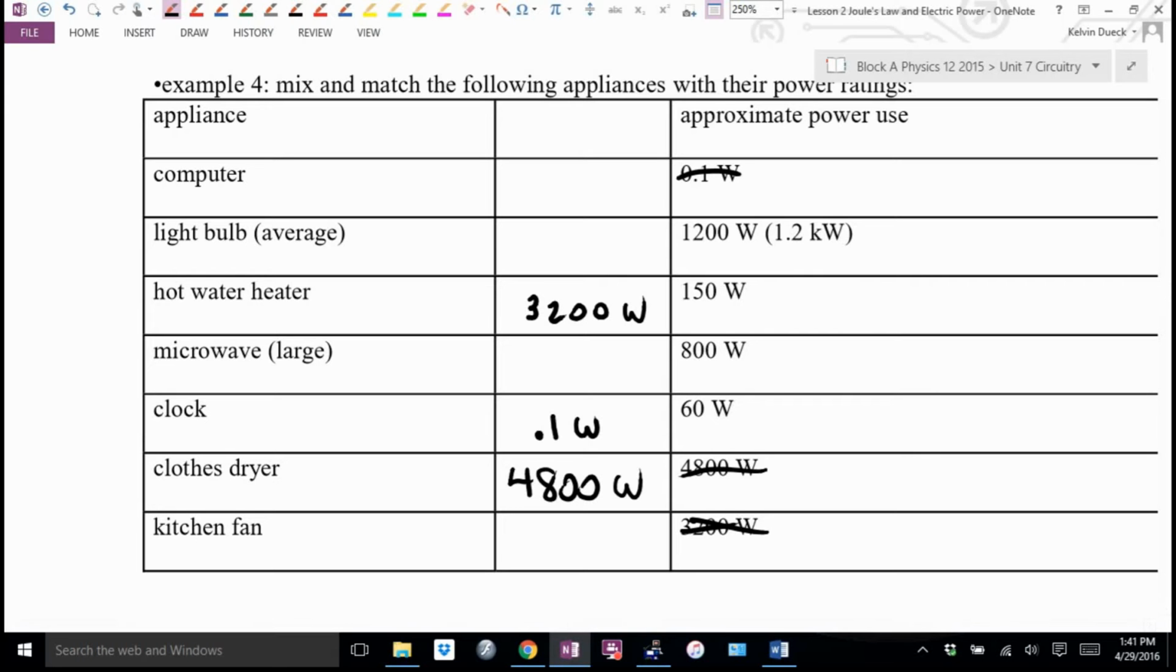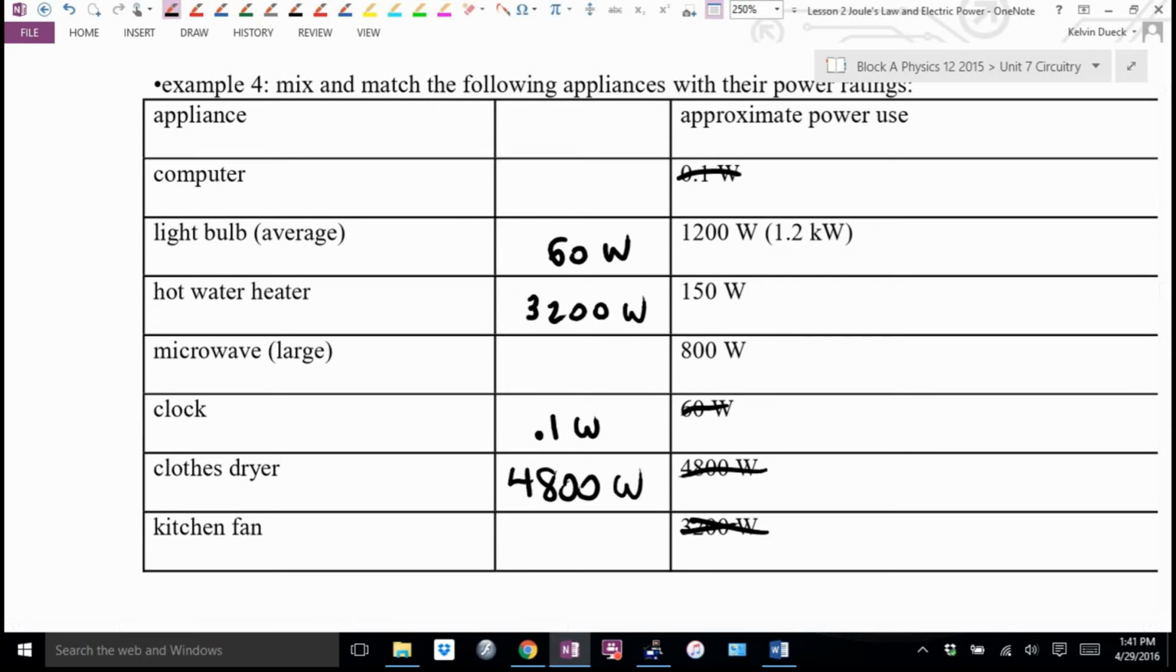Which of these is an average light bulb? I'm going to assume all of you at this late stage in your lives, your parents let you replace light bulbs finally, yes? So 60 watts? Okay. After the incident.